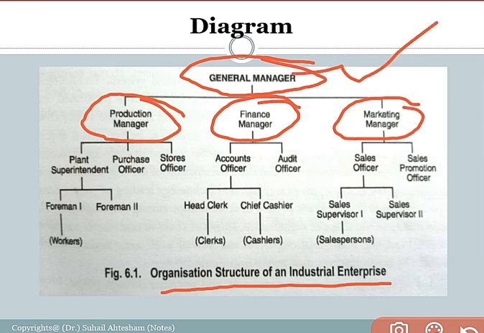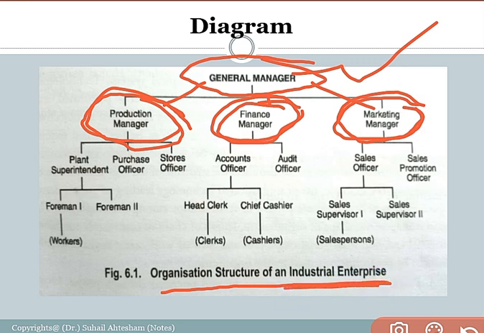The general manager comes under top level management, and these are subdivisions. We have already discussed a lecture on system and subsystem, in which I explained the complete business as a system, and the various branches, the various departments in that business, are known as subsystems. Here we can see the three subsystems: the production manager, the finance manager, and the marketing manager, who is responsible for their particular department. So we are trying to explain here the organizational structure of an industrial enterprise, in which production, finance, and marketing play a major role.